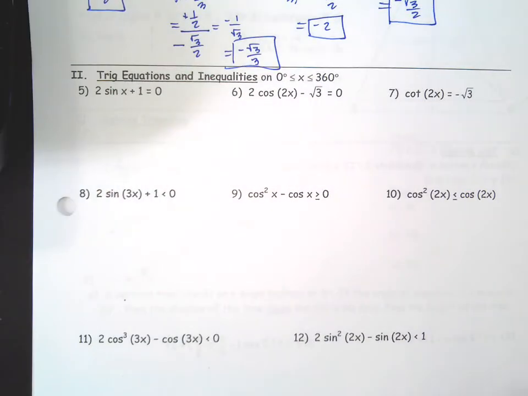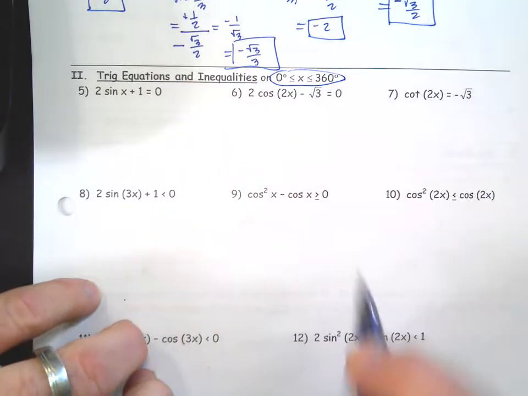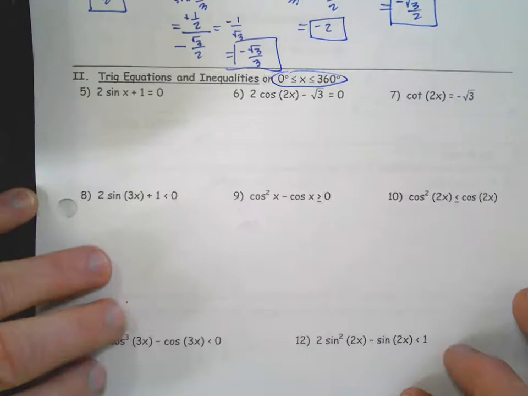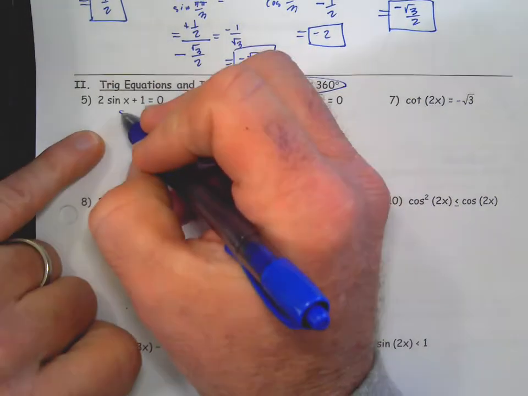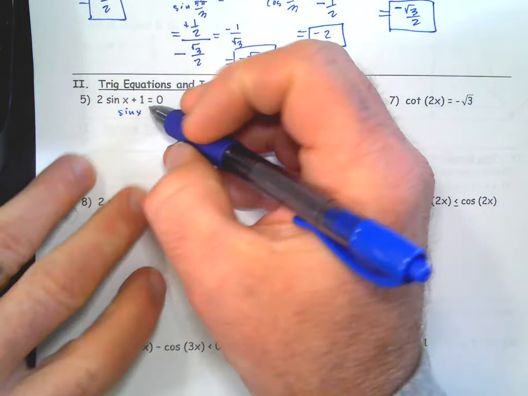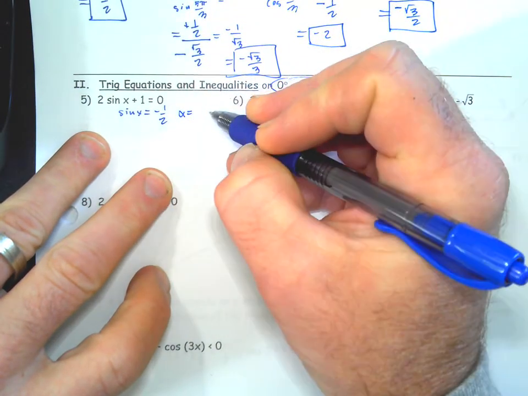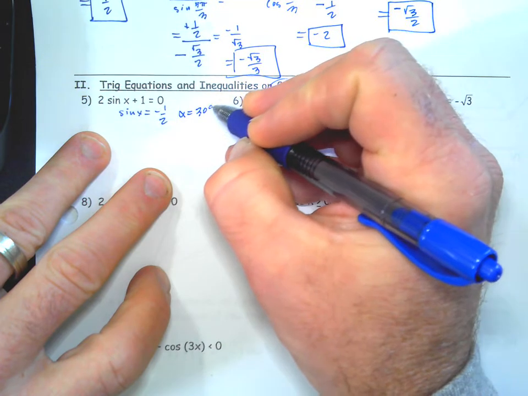We're going to have some solving trig equations, solving trig inequalities. There will be directions as to the domain of answers I'm looking for. And so here we go. Let's show the work. Sine x equals -1/2. Reference angle. When does sine equal +1/2? 30 degrees.